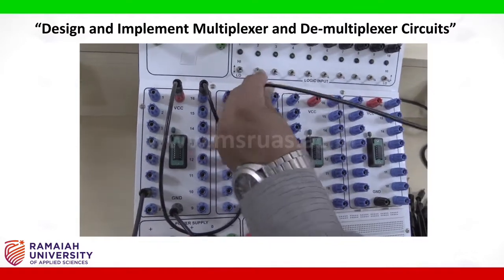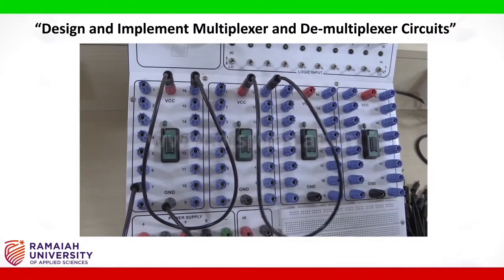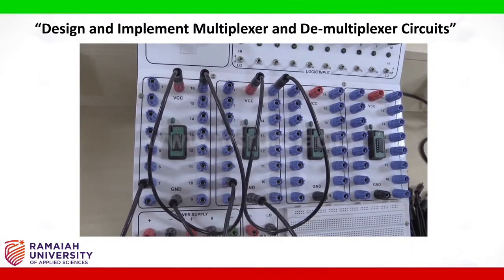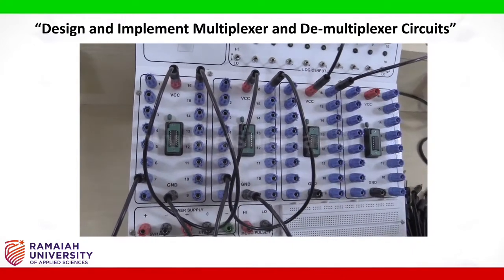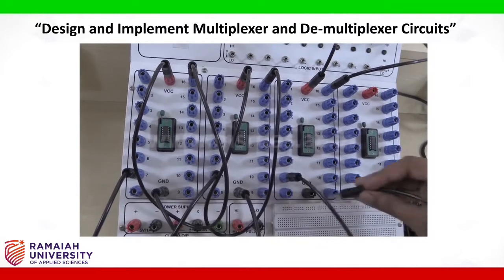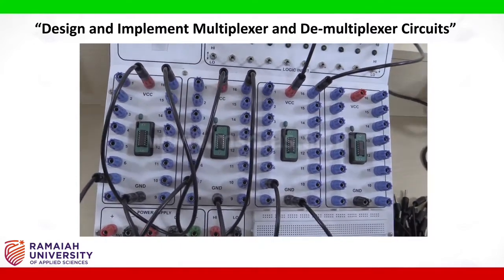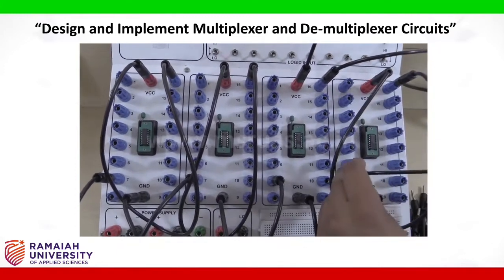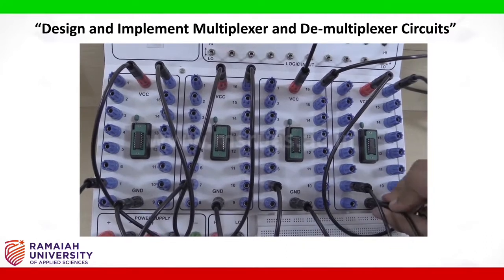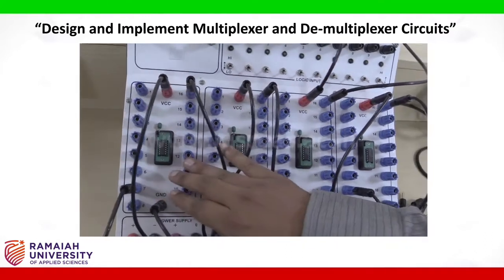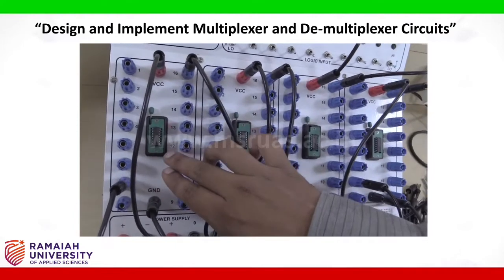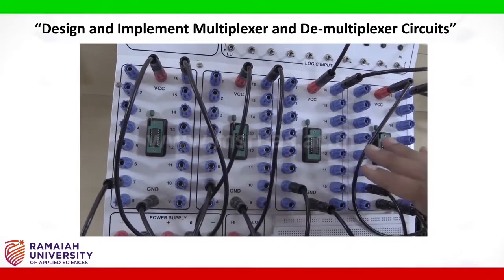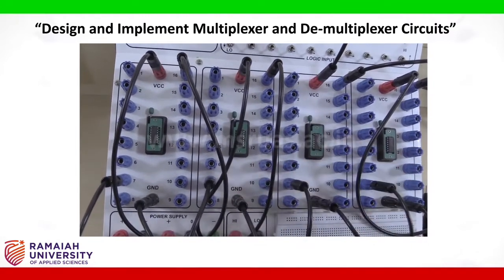Similarly, pin number 14 of the IC to VCC and pin number 7 of the IC base to ground, again pin number 14 to VCC and pin number 7 to ground. Now the first IC base consists of the 7400 2 input NAND gate, and the next 3 IC bases have 7420 ICs, which are 4 input NAND gates.